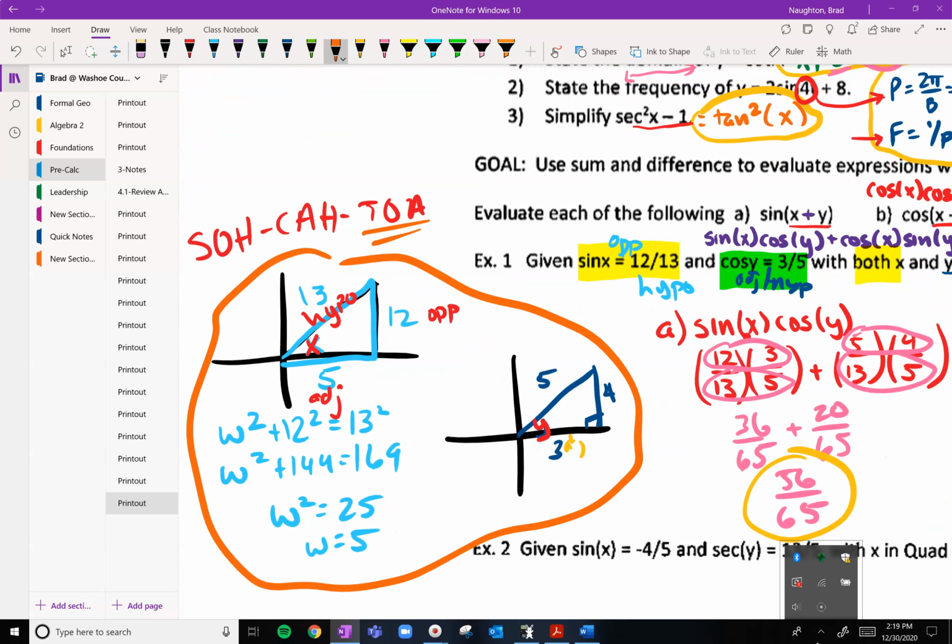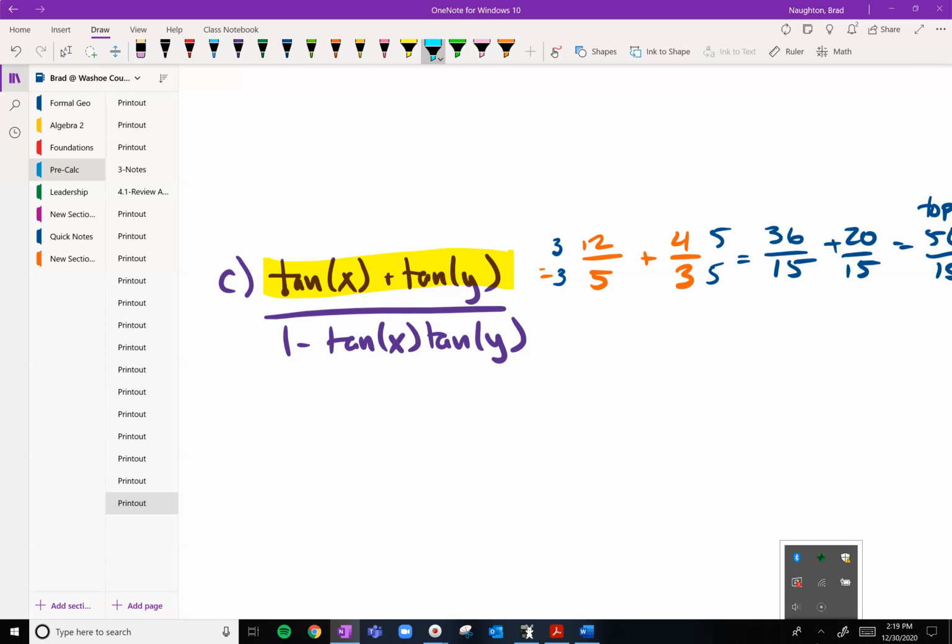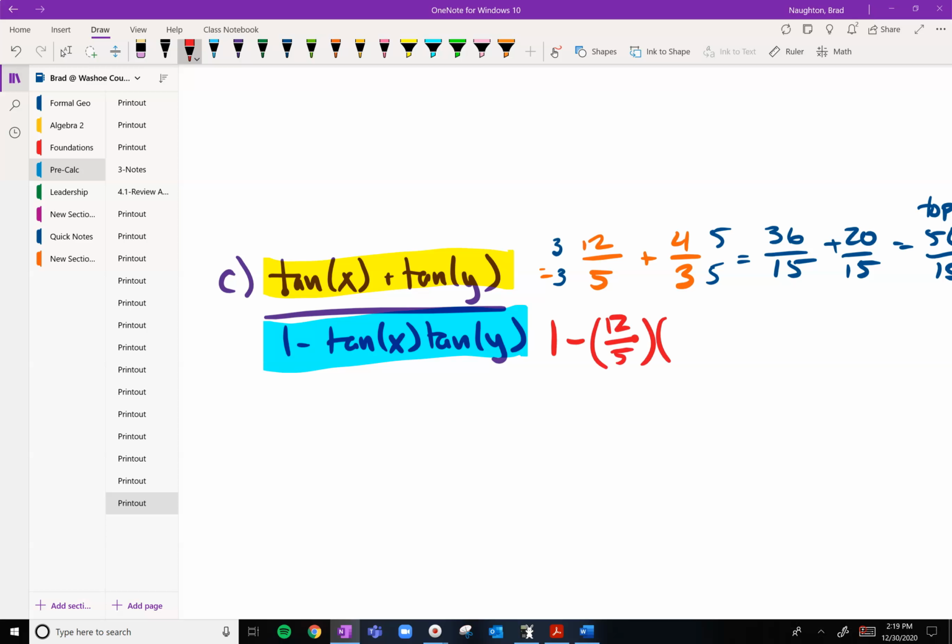So this is going to be 36 over 15 plus 20 over 15, which is going to be 56 over 15. So again, this is our top part of our denominator. So now we're going to go ahead and worry about our denominator in the original function down here. So it's obviously going to be 1 minus tangent of x, which is going to be 12 over 5, and then 4 over 3 for tangent of y.